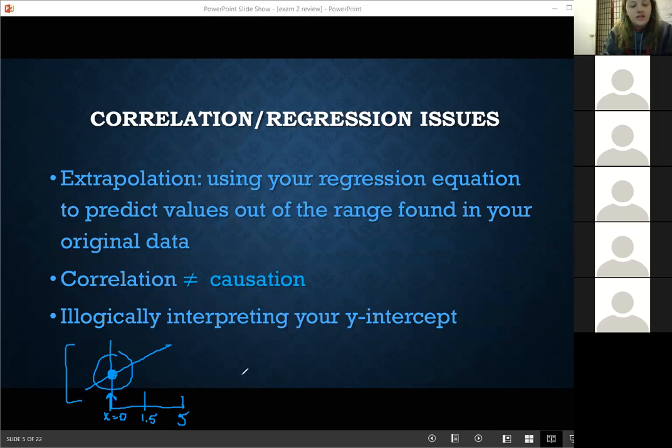So if it doesn't make sense for your x value to be 0, then you're going to have to recognize that we can't use the y-intercept to say something like causal about the variable itself. You know, it may exist, x equals 0 may have an intercept there on the y-axis, but that does not mean that it's able to be interpreted.